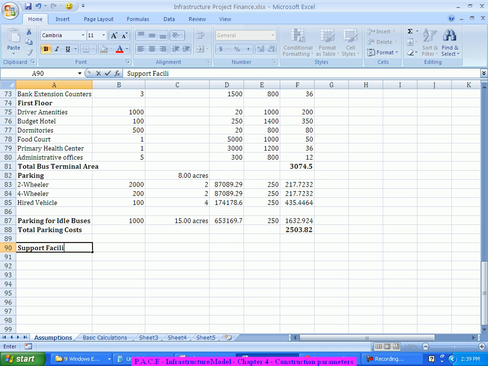As a part of the support facilities, they are even talking about 2 acres for 3 petrol pumps, in an area. 3 petrol pumps, overall 2 acres. Overall 2 acres, not per pump.